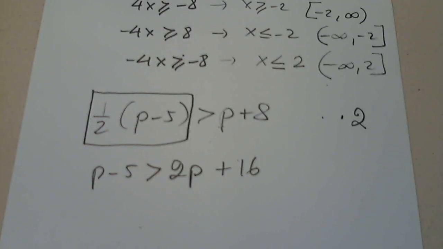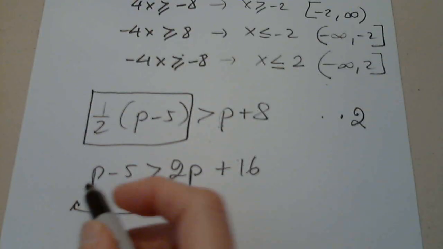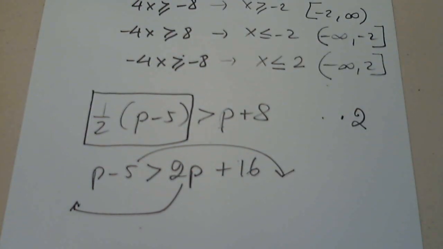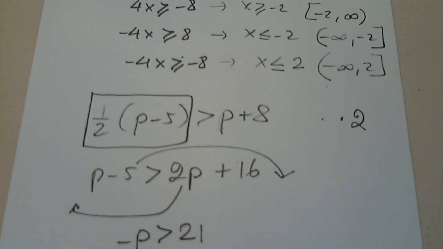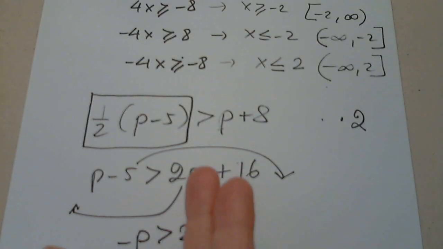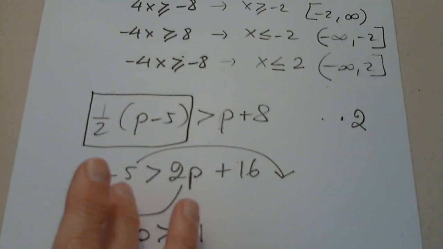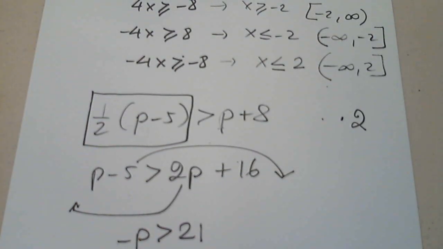Now there is nothing I can simplify left and right, so then I have to move terms around. 2p belongs to this side, and negative 5 belongs to that side, in one step. Add 5, minus 2p. So negative p greater than 21. I bring a negative 2p to the other side. Negative 2p plus p is negative p. And I bring a positive 5 to the other side, 16 plus 5.